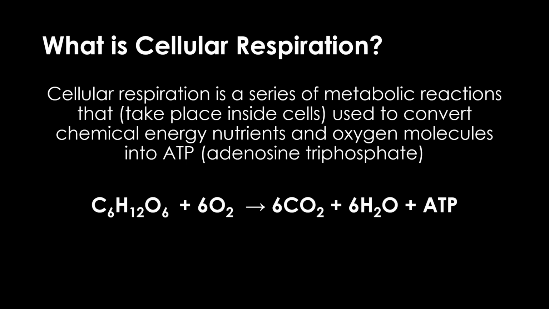The general equation for cellular respiration is shown in the bottom half of the page. Essentially, one glucose molecule is combined with 6 oxygen molecules to produce 6 carbon dioxide molecules, 6 water molecules, and some ATP. The amount of ATP produced can differ, but usually it ranges from about 34 to 38 ATP being produced overall.